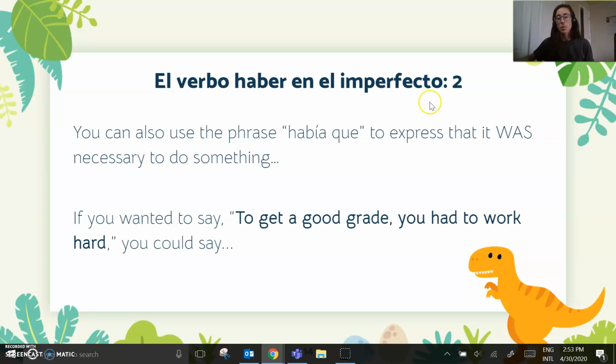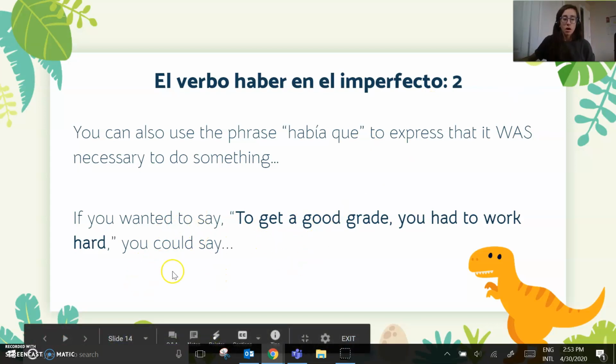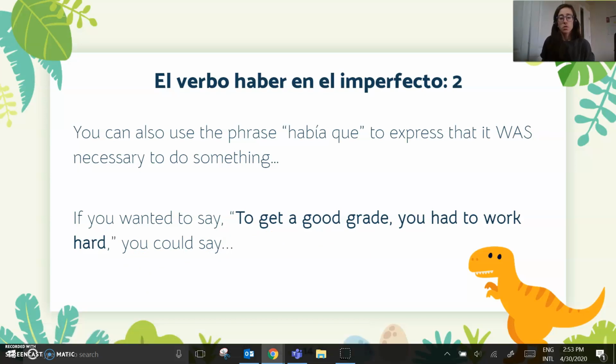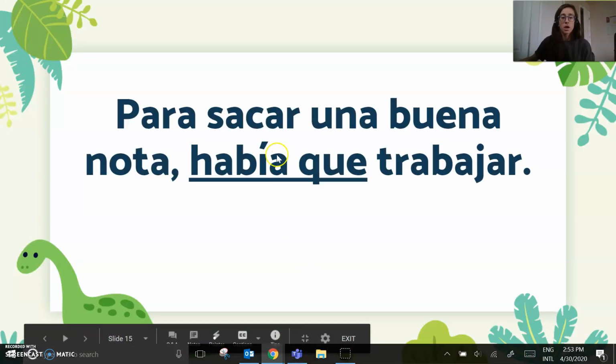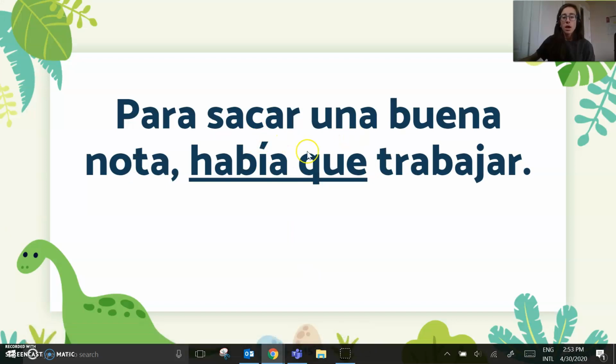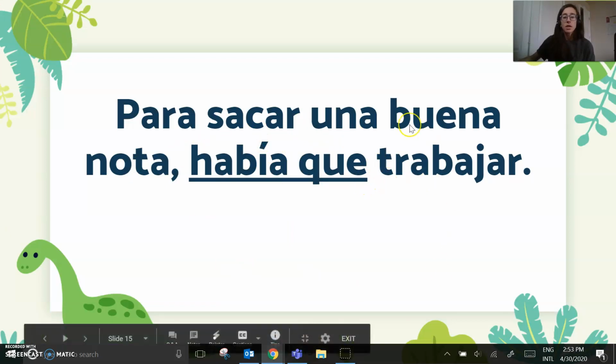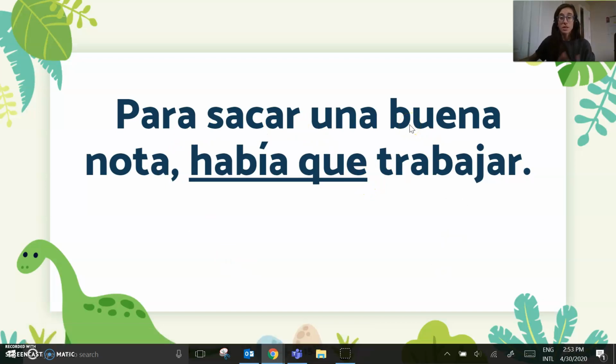I'm using a slightly different example though, in case the first one didn't quite work for you. So if you wanted to say, to get a good grade, you had to work hard, you could say, I'm going to give a little drum roll here while we think about, okay, what is good grade? How do we say to work? How are we going to incorporate this phrase? Y to get a good grade, you had to work hard. Para sacar una buena nota, había que trabajar. Okay, so we are saying essentially the same thing here that we did in our example with present tense, haber que, but we are just conjugating it in the imperfect, había que trabajar.